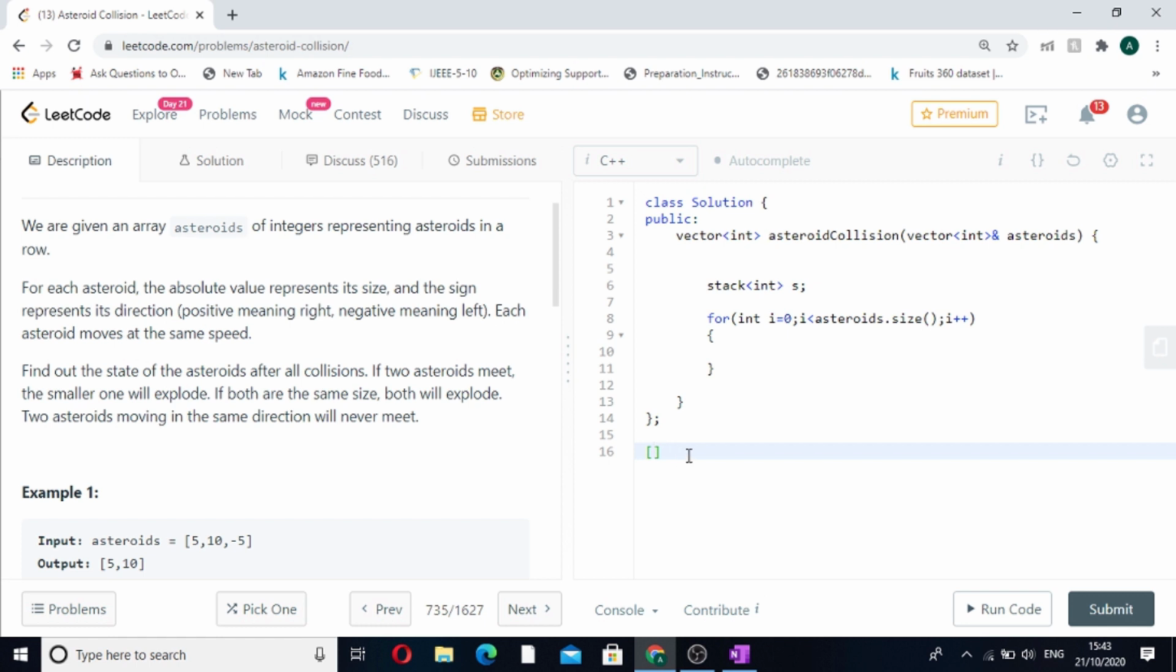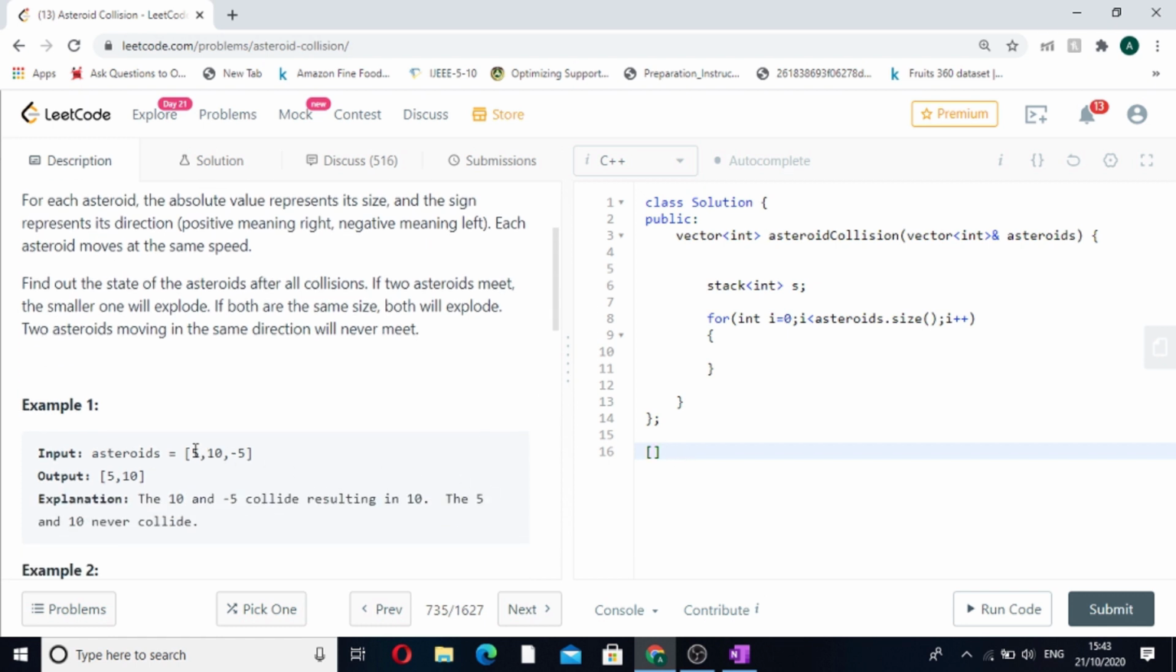Another case is if the stack is empty. Suppose the stack is empty and we have encountered first 5. But the stack is empty, so we do not have to look at the latest asteroid to form a collision.